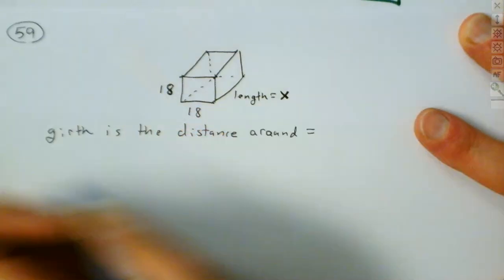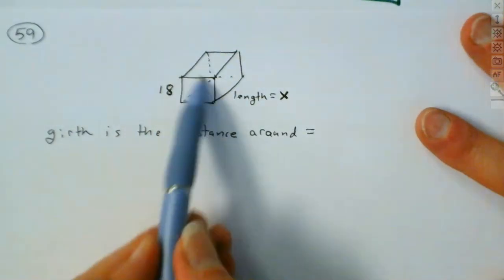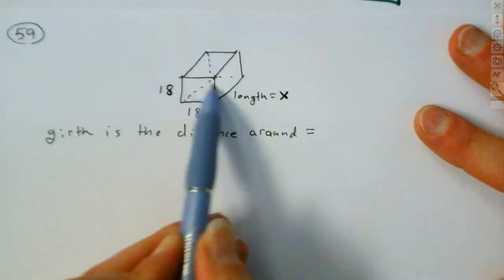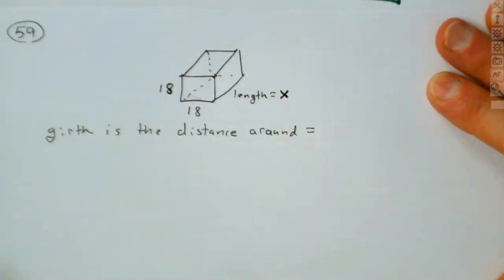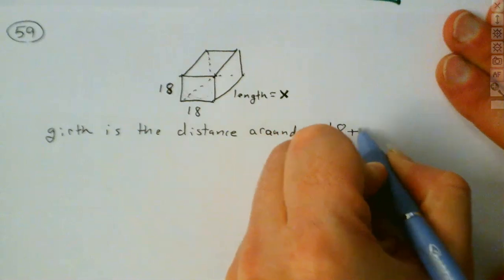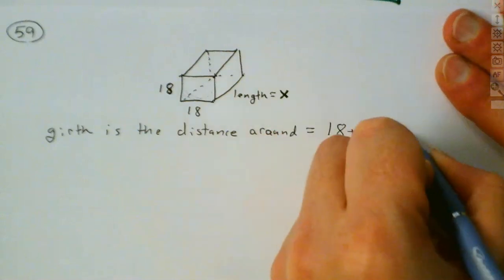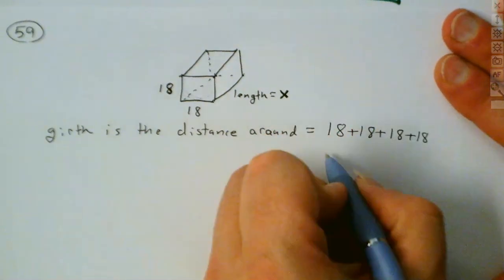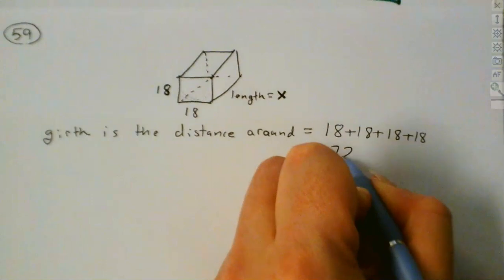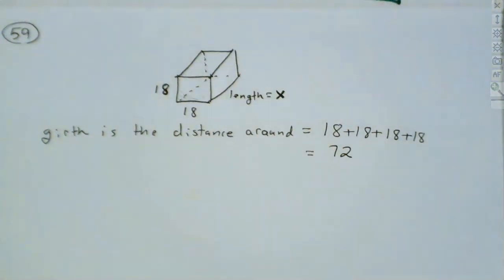Now let's go ahead and find the girth. Okay, so the girth is this distance around here. You can look at the picture too. The girth is the distance all the way around. So what would that be if I go all the way around here? 18 plus 18 plus 18 plus 18. That's going to be my girth. If I add that up, that's 4 of those. So 18 times 4 is what? 72.